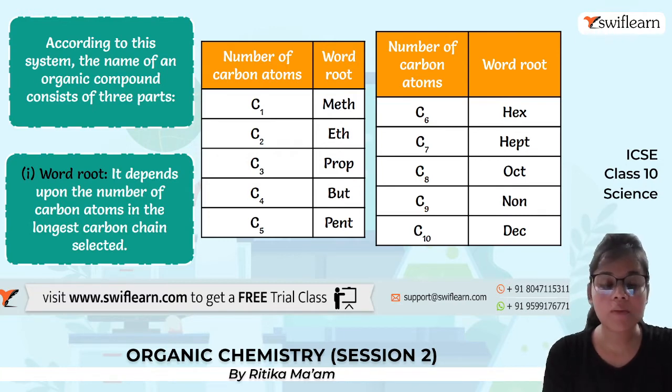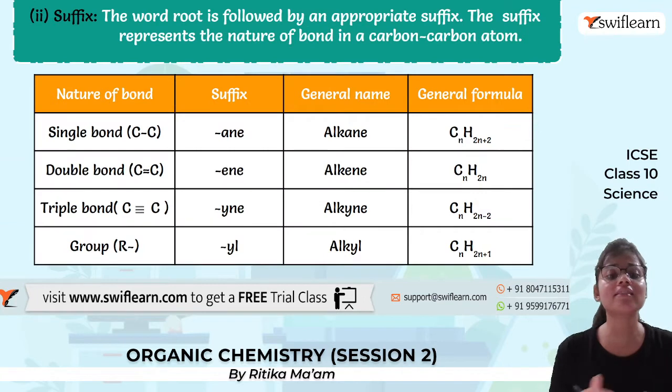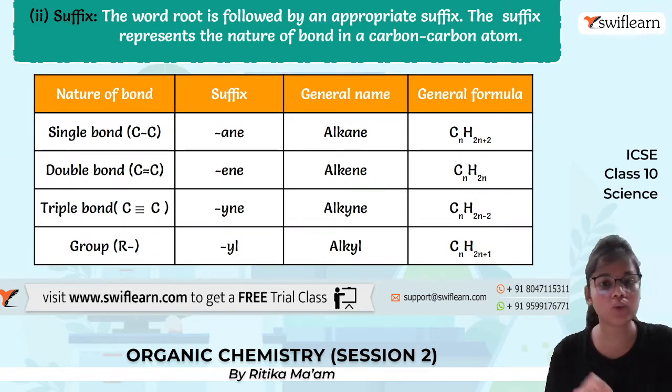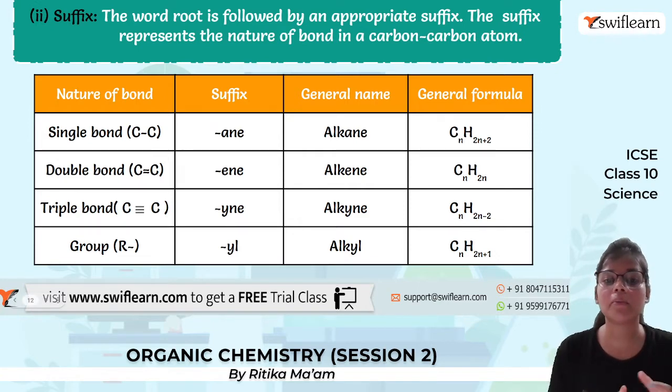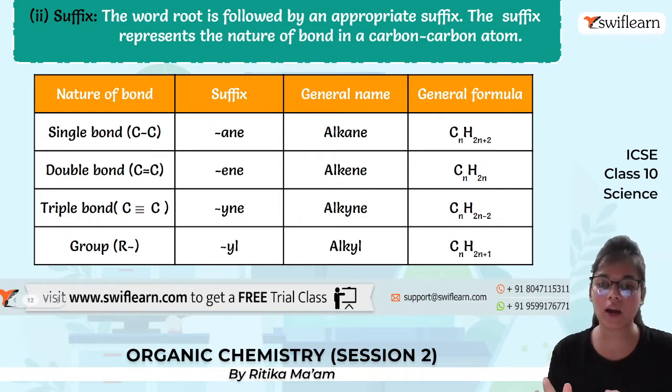If there is one carbon atom, the word root becomes meth. If there are two atoms, it becomes eth. Three is prop, four is but, five is pent, six is hex, seven is hept, eight is oct, nine stands for non, and ten for dec. Next is the suffix. A suffix is any word which is added after the word root. The suffix represents the nature of the bond between carbon atoms. For example, if there is a single bond between carbon atoms, the suffix becomes "ane."